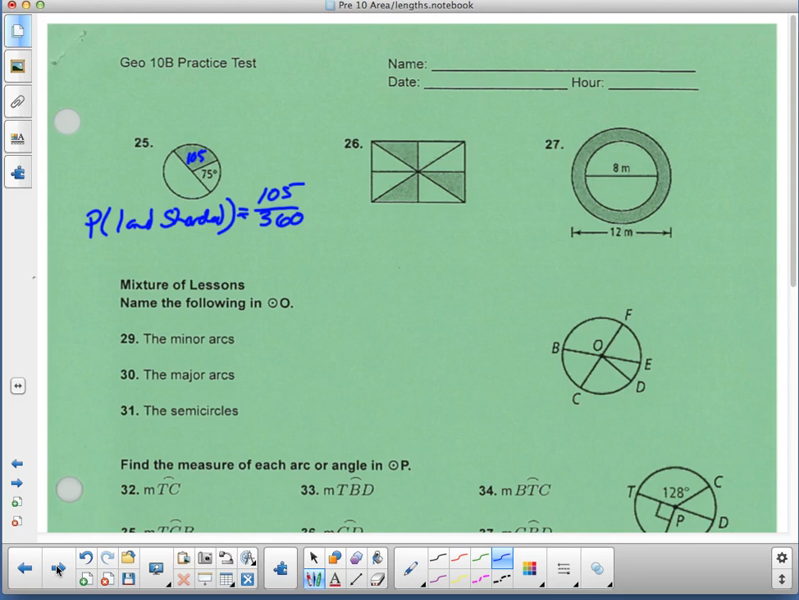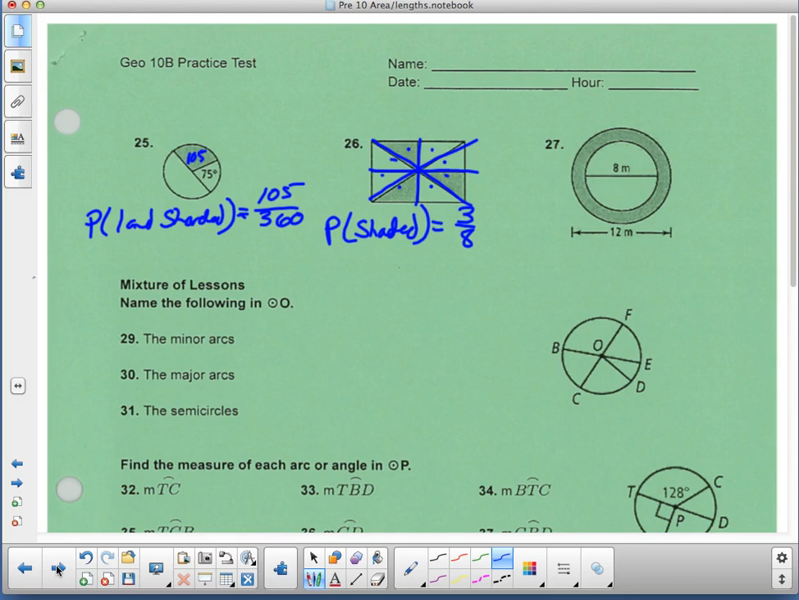Now, in this rectangle, these are all split up evenly as we go through. So I have, once again, 1, 2, 3, 4, 5, 6, 7, 8 triangles that are identical. So I got 3 out of 8. Probability shaded is 3 out of 8, okay?